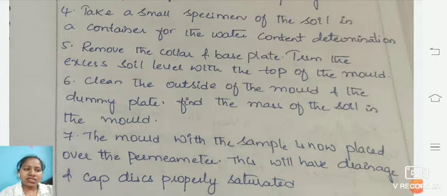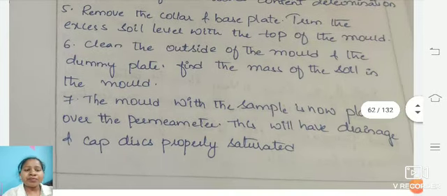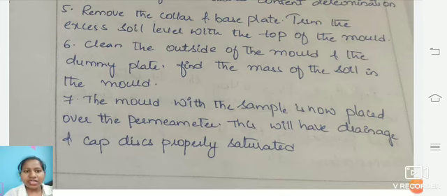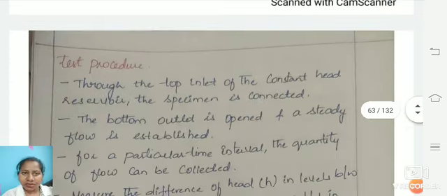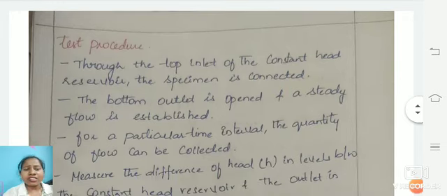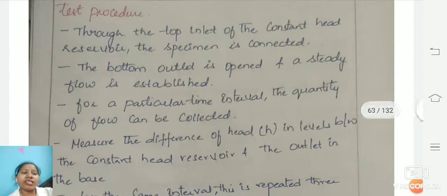The mold with the soil sample should now be placed with the permeameter, with the drainage and the cap disc properly saturated. And how is the test done? Through the top inlet of a constant head reservoir, you have to feed water to the specimen. At the bottom, the outlet will be open, so that a steady flow is established.